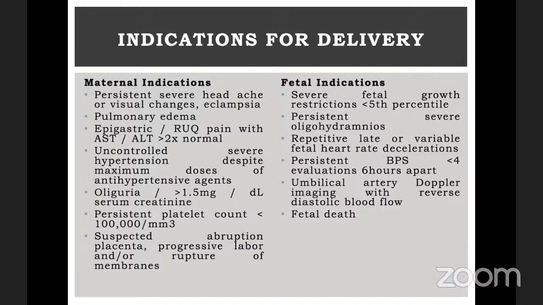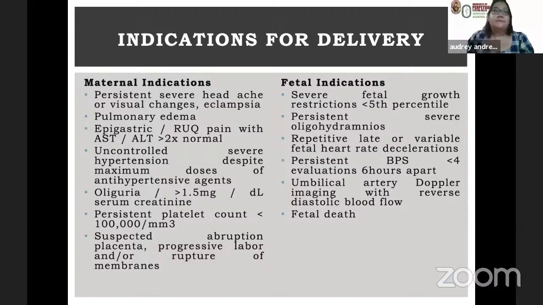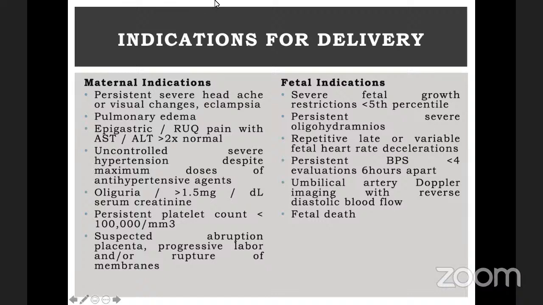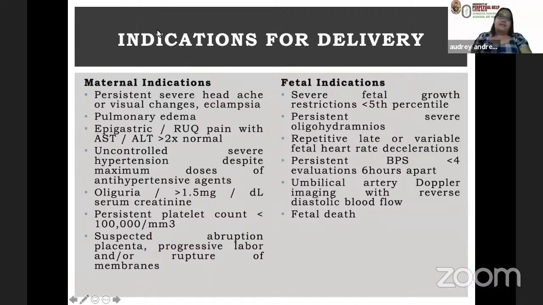Seizures, doc. Okay, seizures. What do you give to prevent seizures? Magnesium sulfate, doc. And your magnesium sulfate, what are the side effects? Oliguria. Oliguria is one. What are the other side effects? Breathing difficulties, respiratory depression, and the other is confusion, weakness, what else?